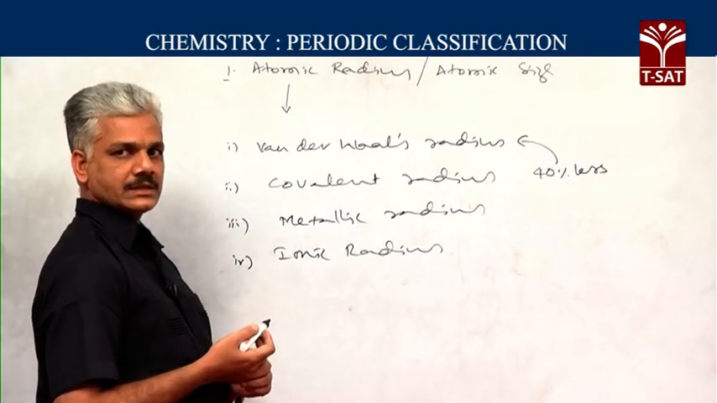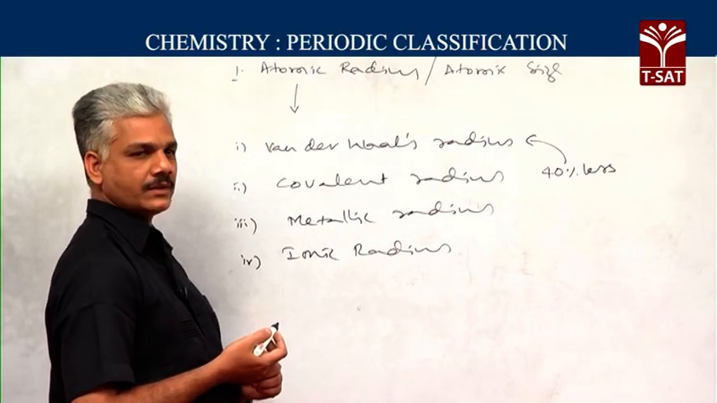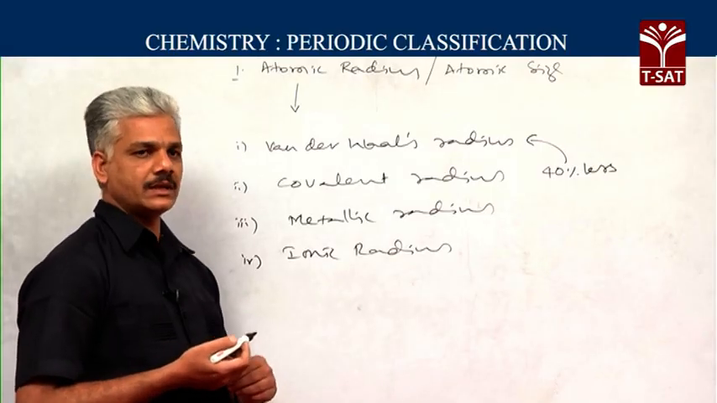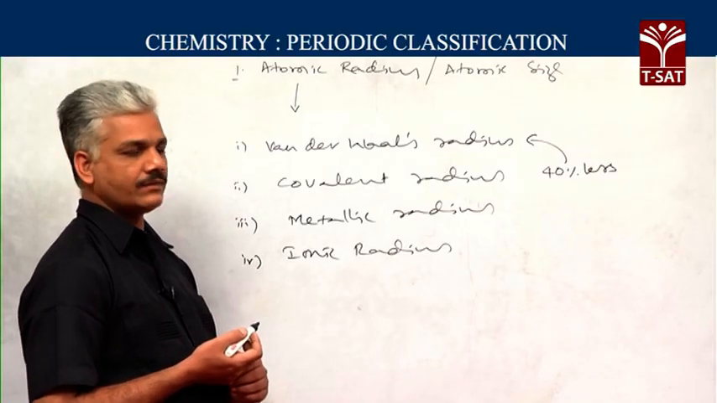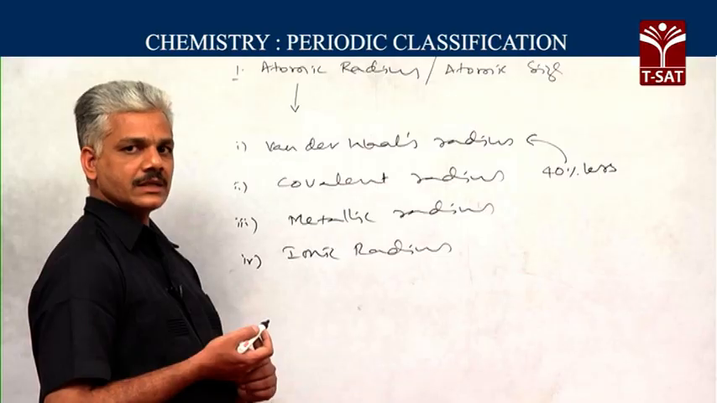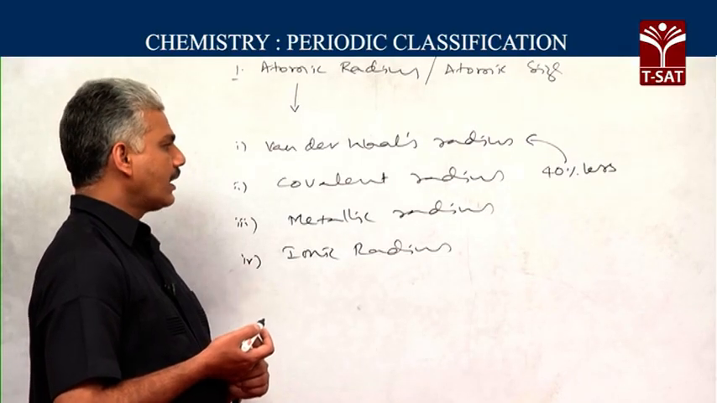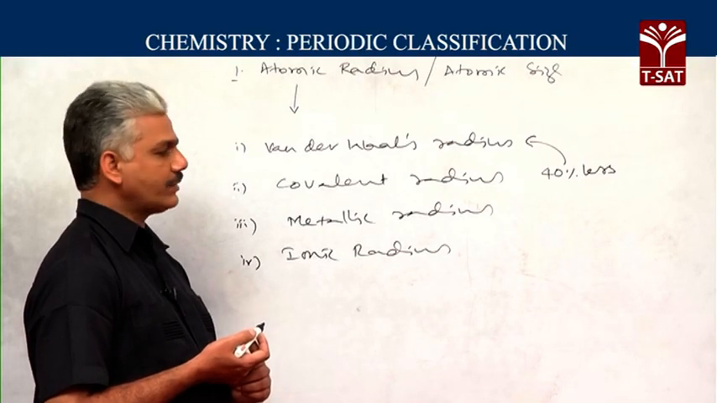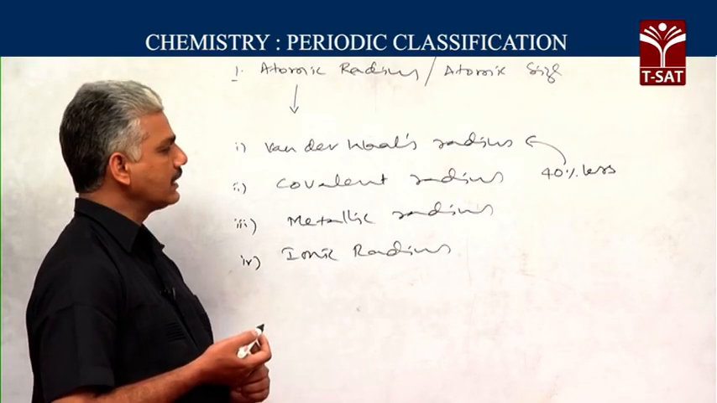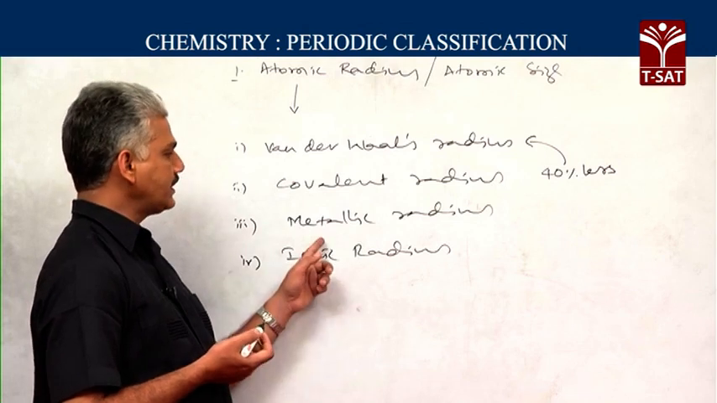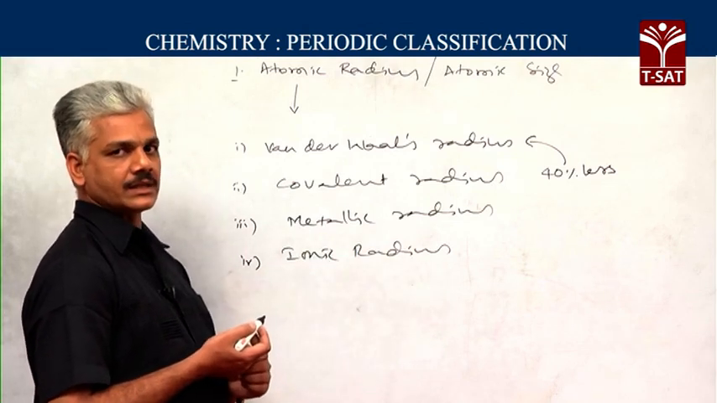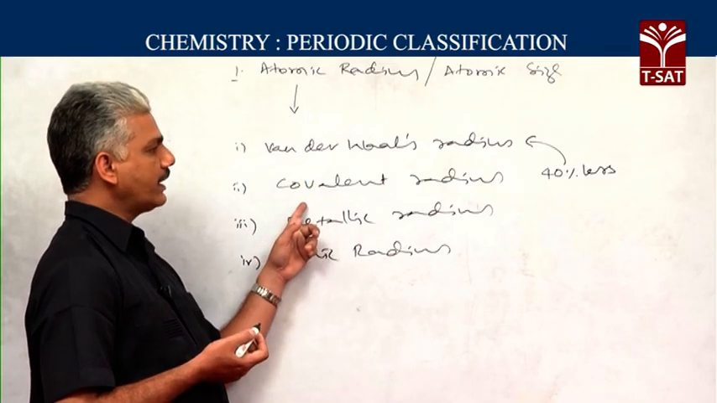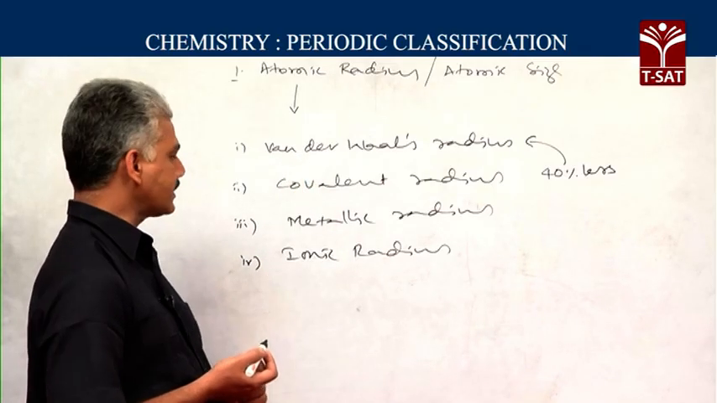Metallic radius, as the name suggests, is applicable for metal atoms. In case of metals, the metal atoms are systematically arranged in the form of definite crystal structures. Half the internuclear distance between two metal atoms bound by a metallic bond in the crystal structure is taken as the metallic radius. The magnitude of metallic radius will lie in between van der Waals radius and covalent radius.